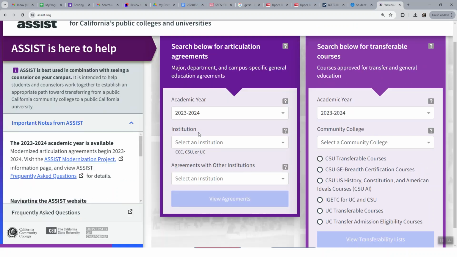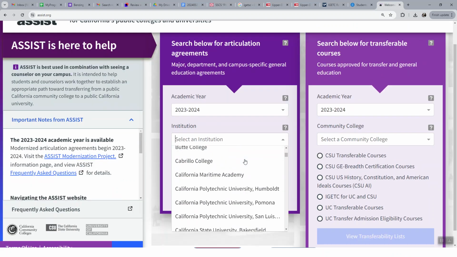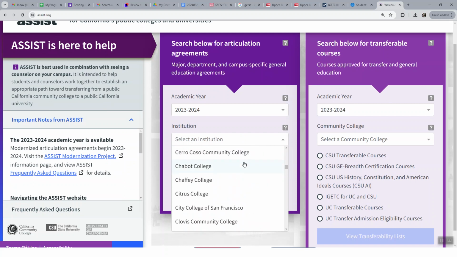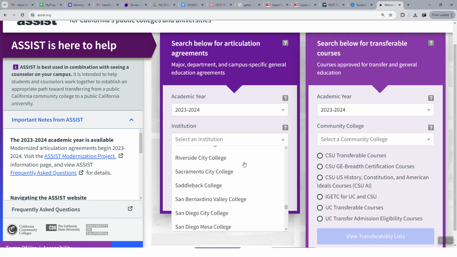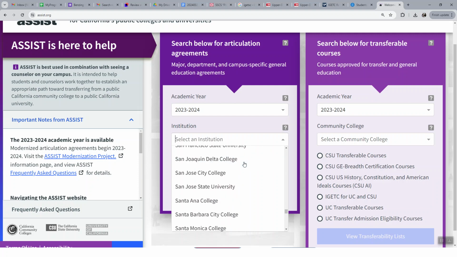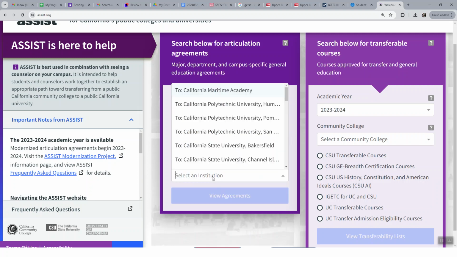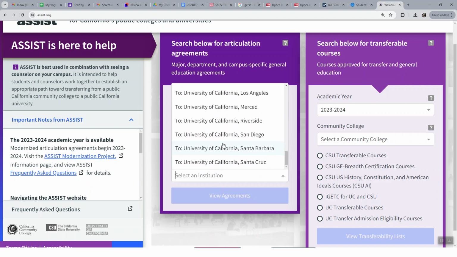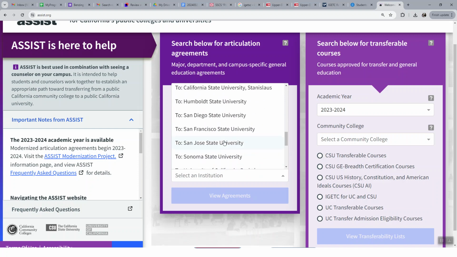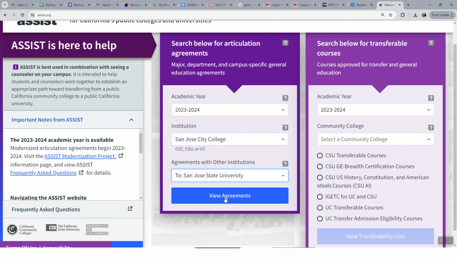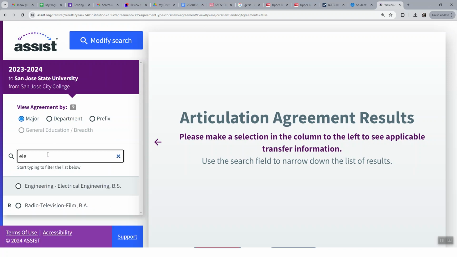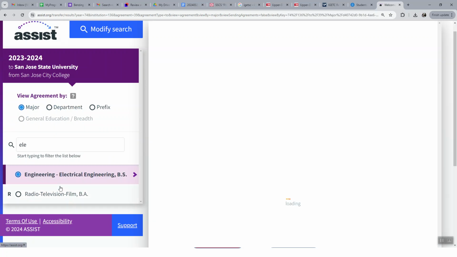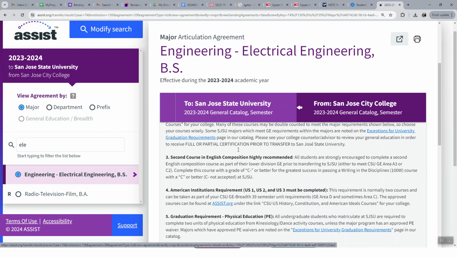So choose your academic year and where you are coming from. Today, let's do San Jose City. San Jose City College. Where do I want to go? Well, of course, you want to come to San Jose State. All right. And then we'll view the agreements. Major. Well, electrical engineering is the order of the day. And we just click on it. And now you can see.